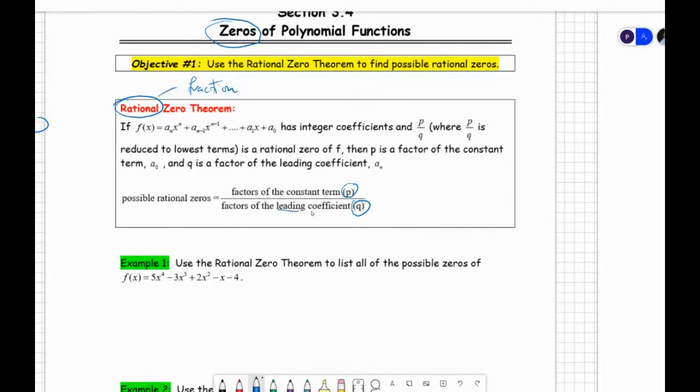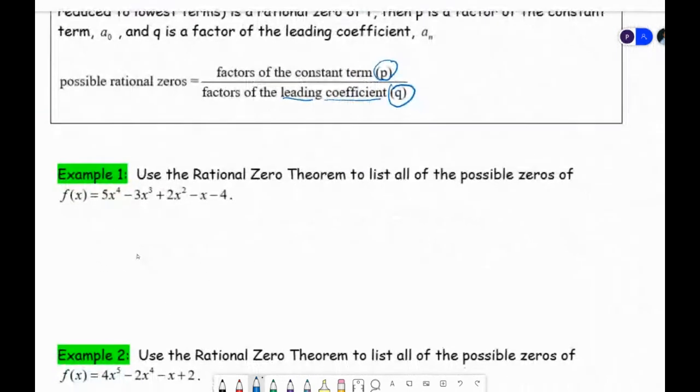So let me remind you what a leading coefficient is. A leading coefficient is the coefficient of the term with the highest degree. So here, this is in standard form because it is written from the highest exponent to the lowest exponent. So you see it's decreasing order. The highest exponent here is x to the fourth. The coefficient that sits in front of it is 5. So this would be your leading coefficient.